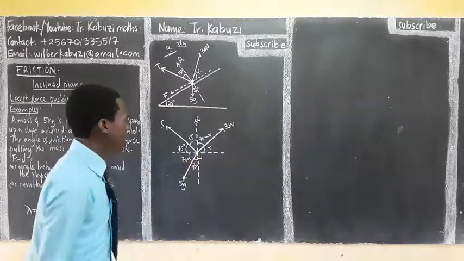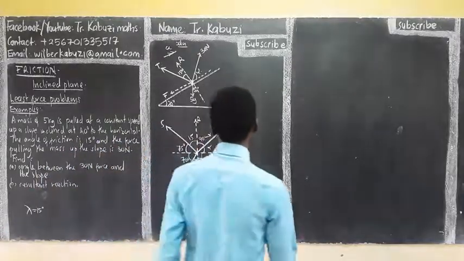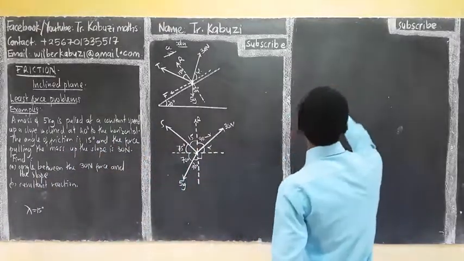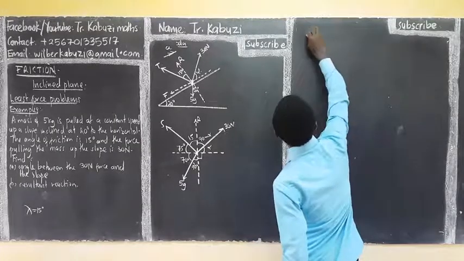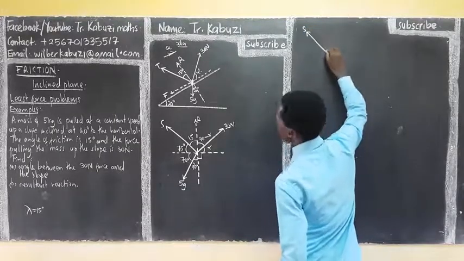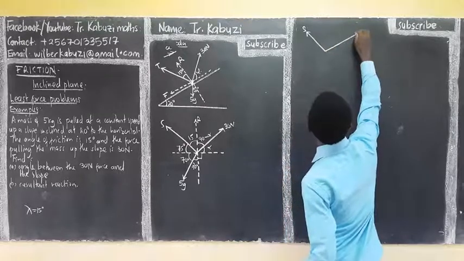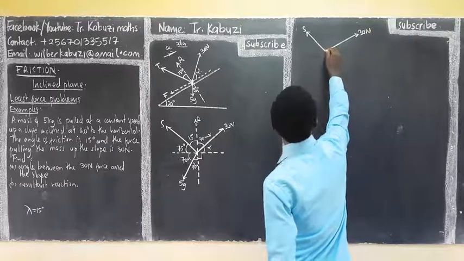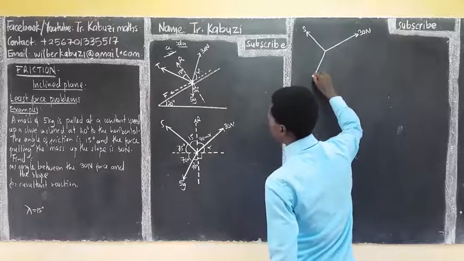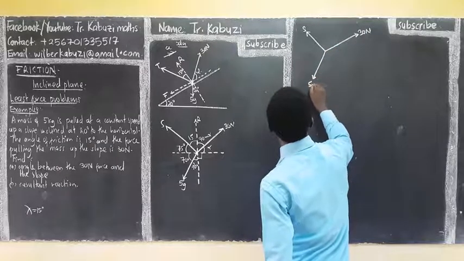And so now, if we are to draw that at once, this is what we are going to be adding. I'm going to have this force here, S. I'm going to have this force here, 30 newtons. And I have another one here, the weight, which is 5g.